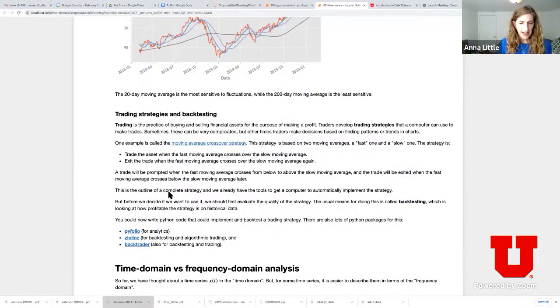So this is the outline of a complete strategy that you already have the tools to try out. An important thing to do before you actually go out and buy stocks based on a strategy is what's called backtesting. You want to take historical data and try out your strategy and see what your profit would have been if you had employed this strategy on historic data. That will give you a better idea of how you can expect the strategy to do in the future. Not a perfect idea, but a decent idea.